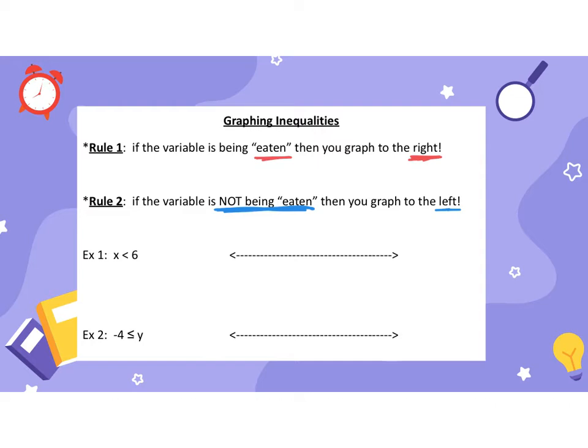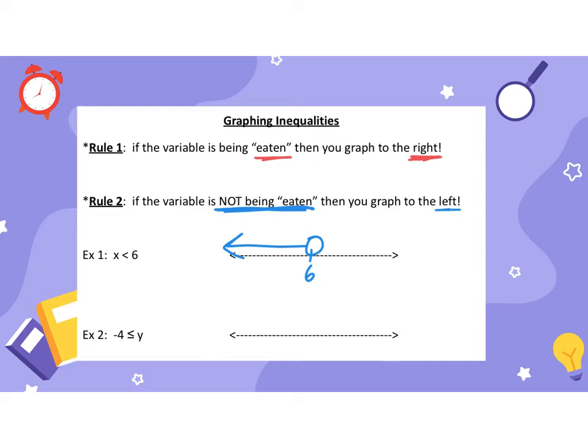So looking at the first one, my variable is on the left. This is the way I prefer to write it. Is it being eaten or is it not? It is definitely not, right? So I can put a dot on 6. It's going to be an open dot because this is not less than or equal to, it's just less than. And it's being pointed at, which means go left, less than left.